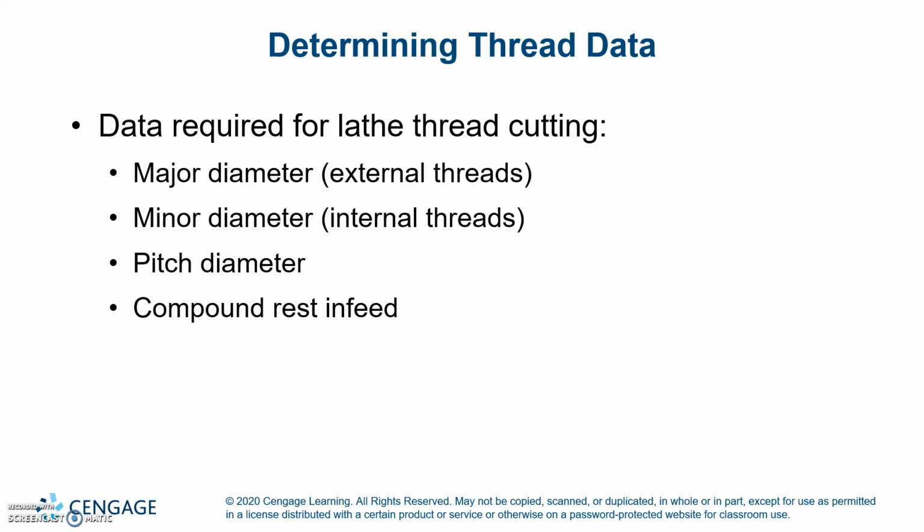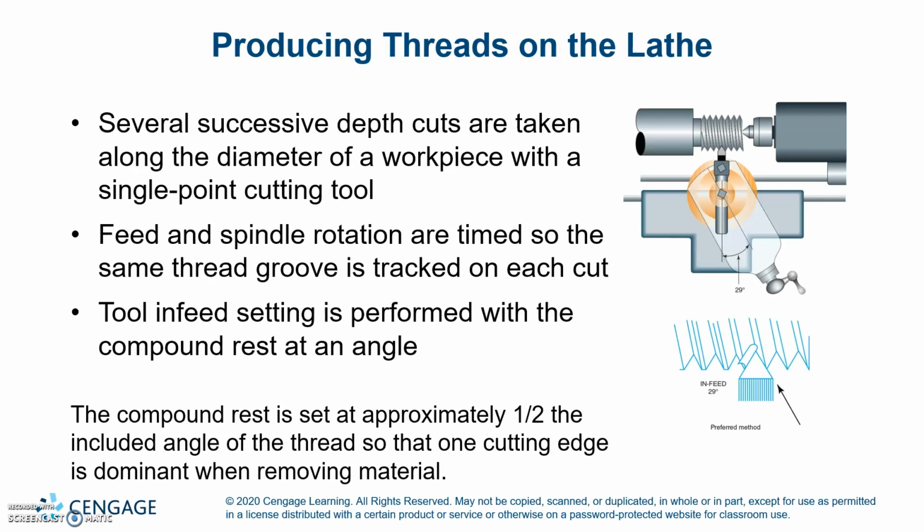Determining thread data. Data required for lathe thread cutting is major diameter, minor diameter, pitch diameter, and compound rest end feed. Producing threads on a lathe. Several successive depth cuts are taken along the diameter of the workpiece with a single point cutting tool. Feed and spindle rotation are timed so that the same thread groove is tracked on each cut.